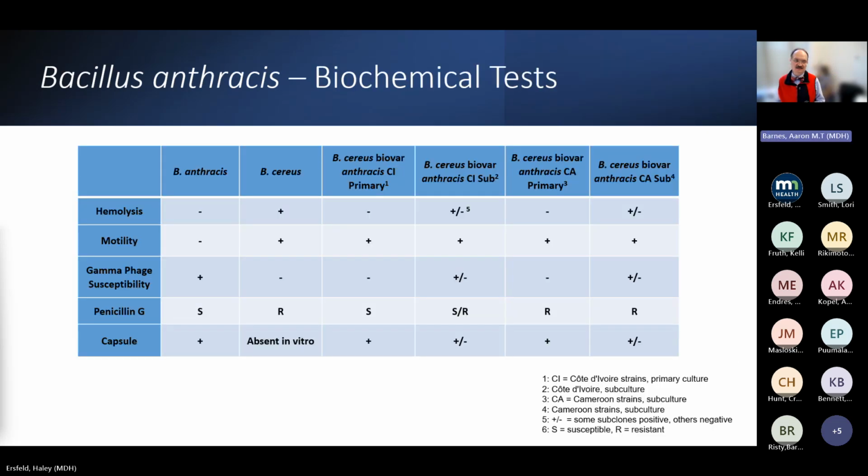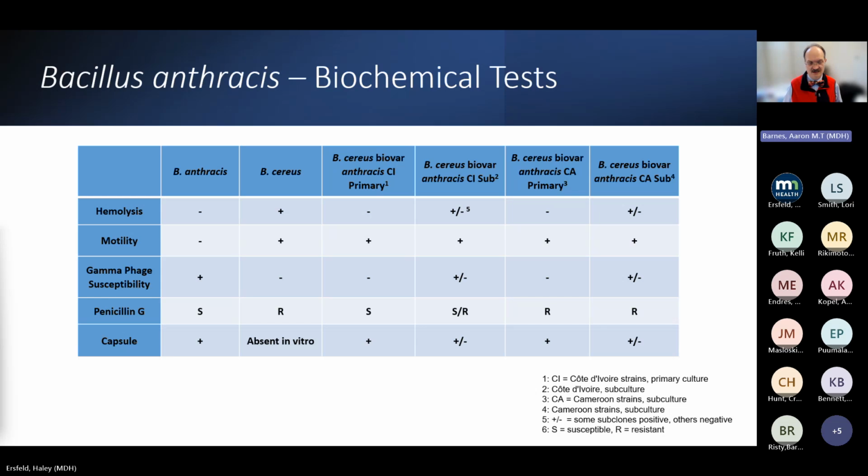So biochemically, this is kind of what we're looking at. You differentiate Bacillus anthracis from B. cereus, the causative agent of food poisoning and some other stuff. B. anthracis is non-hemolytic, non-motile. We have some other tests we do here looking at capsule and gamma phage susceptibility that also help differentiate that. This slide is mostly in there to talk about one of the other select agents, which I get calls about a few times a year.